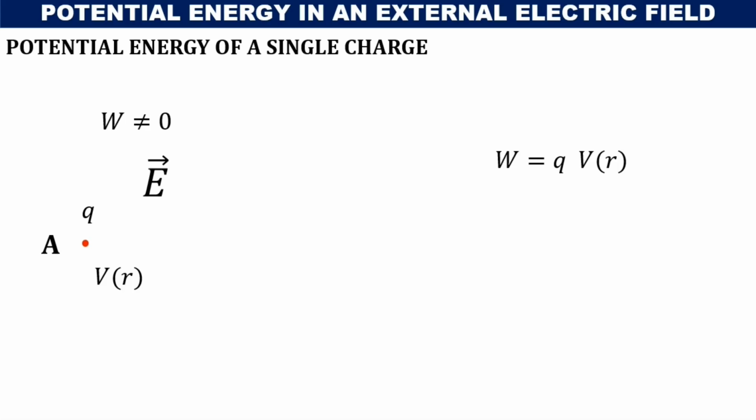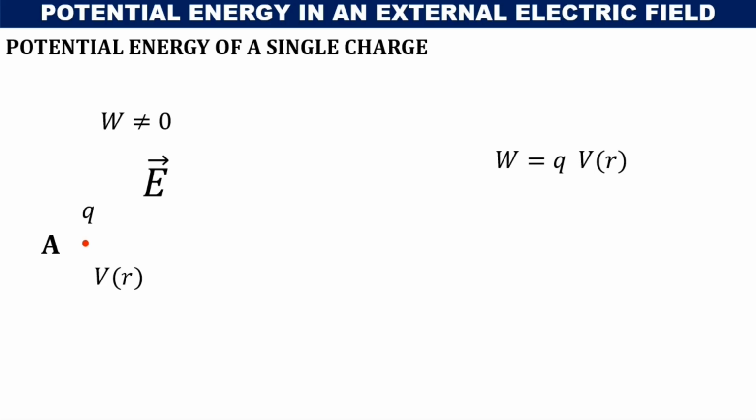Let us consider the point A. From infinity, the charge Q is slowly brought without acceleration to the position A. Since there is an external electric field, work has to be done. That amount of work done is a non-zero quantity. And we already know that in order to find the work done, we need to consider the product of charge and the potential at the point where the charge is brought from infinity.